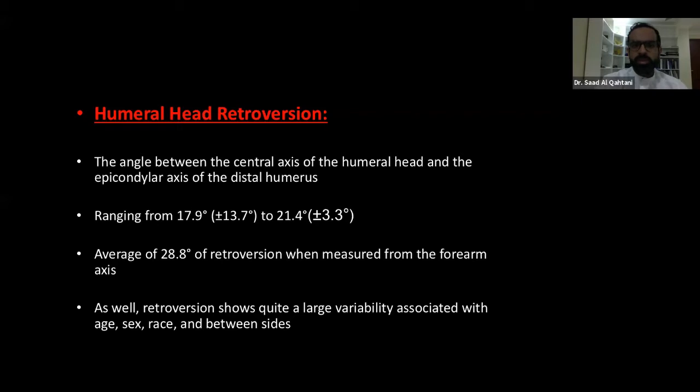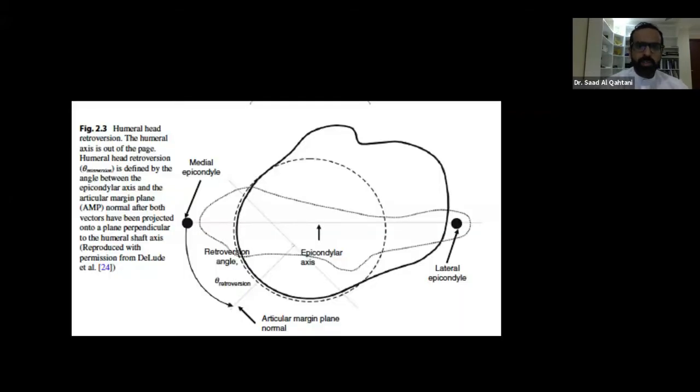What about the humeral head retroversion? The retroversion is defined by the angle between the central axis of the humeral head and the epicondylar axis of the distal humerus. The average is about 28, and there is variability in retroversion based on age, sex, race, and sometimes between both sides. As you see in the diagram, this is the epicondylar axis of the distal humerus, and this is the axis of the humeral head. So it is about 28 to 30 degrees of retroversion.